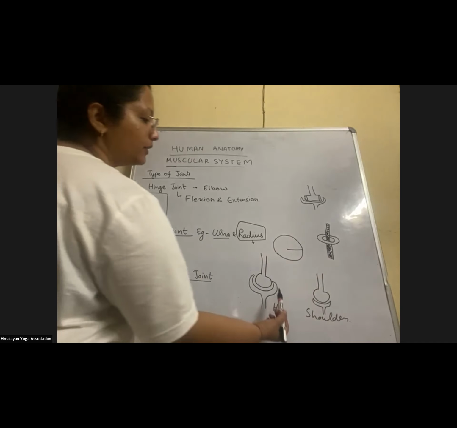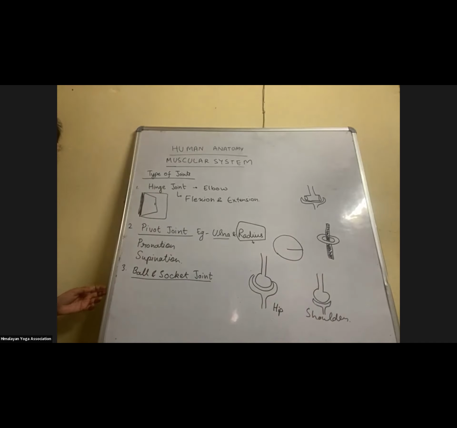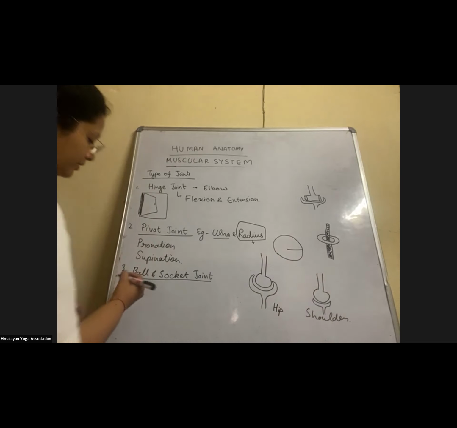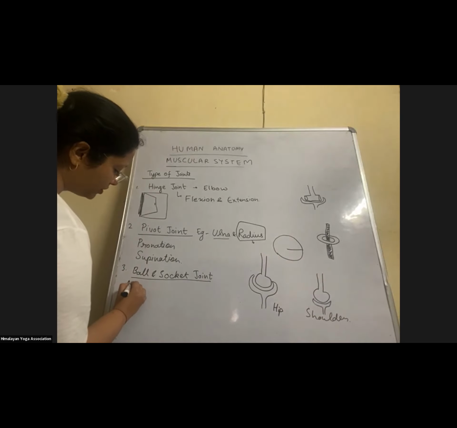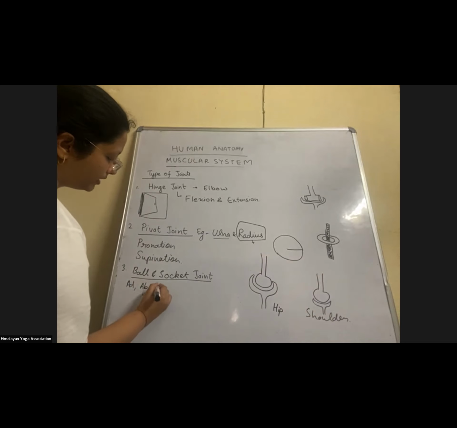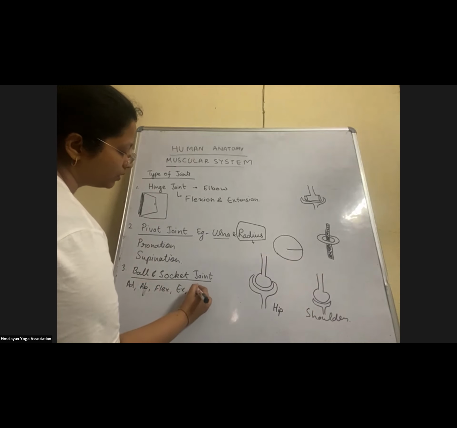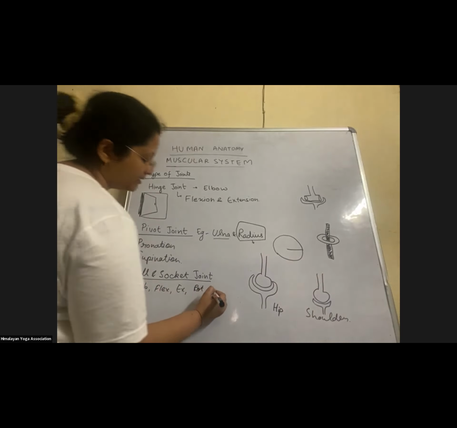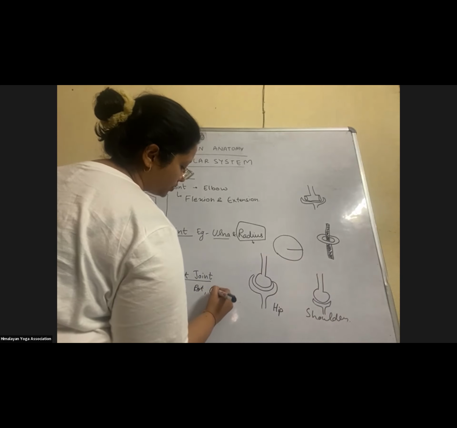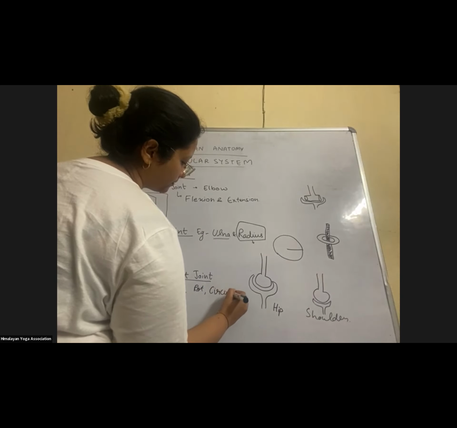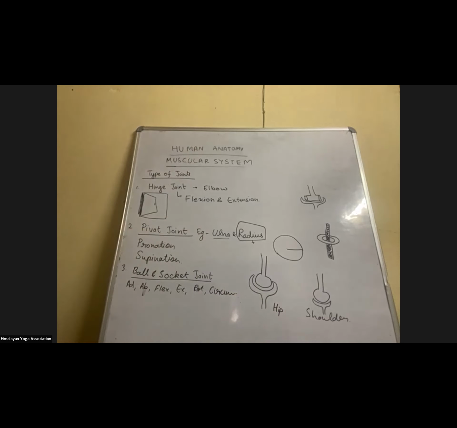What are the movements that we can have here? We can have all those movements that we studied: abduction, adduction, flexion, extension, rotation, and circumduction. It gives all those movements in ball and socket.